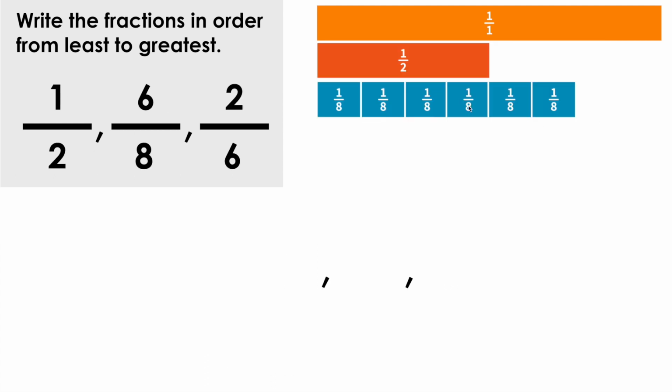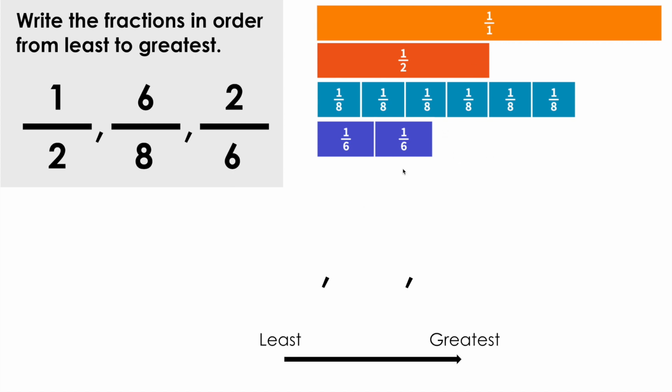Half. Next, we have 6 eighths. We are 2 eighths away from being at one whole. And lastly, we have 2 sixths. We notice that 2 sixths is less than half because 3 sixths would be equivalent to half. So we will start by writing from least to greatest. Let's start in the middle.